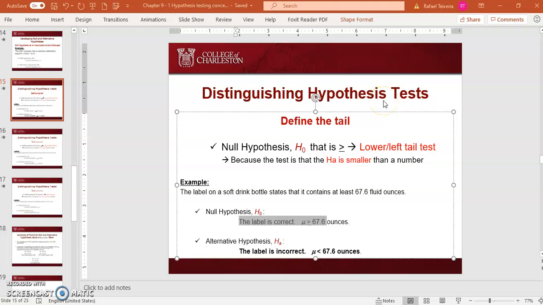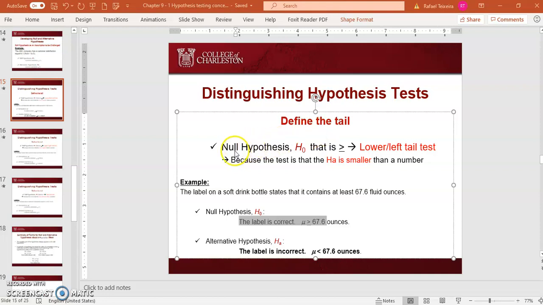Hi, let's continue talking about hypothesis tests. In the previous video, I explained the concepts and showed you some examples of how to come up with the null and alternative hypotheses. Doing that has consequences for the definition of the tails in the distribution, and that's very important because it has consequences for how we're going to set up the problems, solve them, and determine which hypothesis is true.